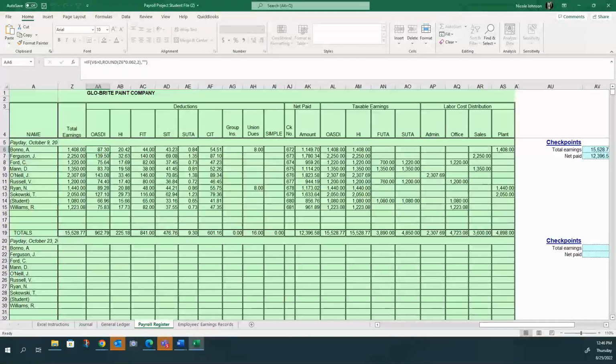The next deduction column is CIT, or city income taxes. Figure 7.3 says the rate is 0.038712. We will multiply Bono's total earnings of $1,408 by the rate of 0.038712 to come to the city income tax of $54.51.